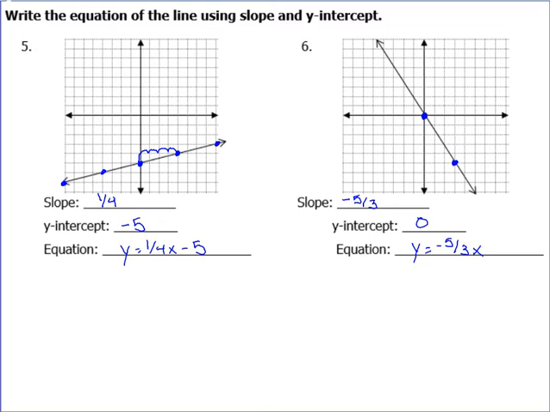All right, so I know if you're only looking at this on the computer screen and aren't able or chose not to print out the notes, it might be a little difficult, but these are the 2 points that I identified, and then counting between those 2 points, it was down 5 and over 3, so my slope was -5/3. It crosses the y-axis at 0, so my equation is y equals -5/3 x. I don't need to write plus 0.